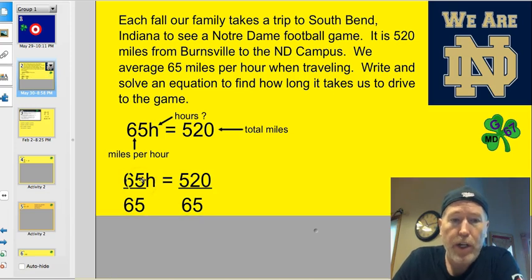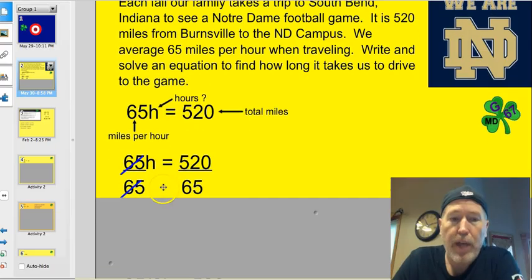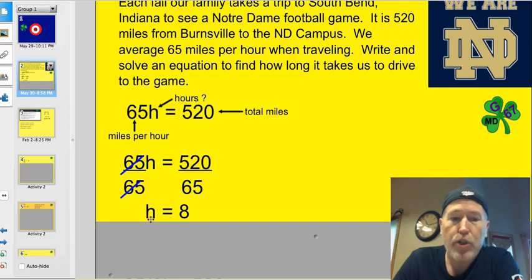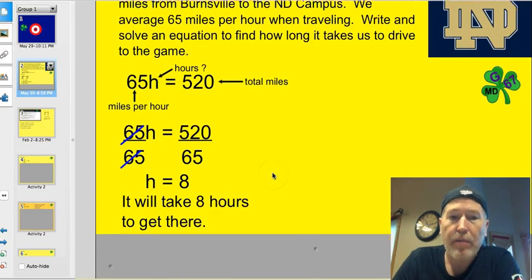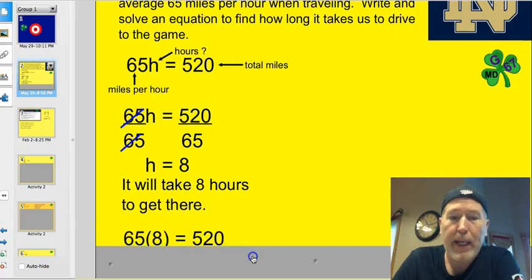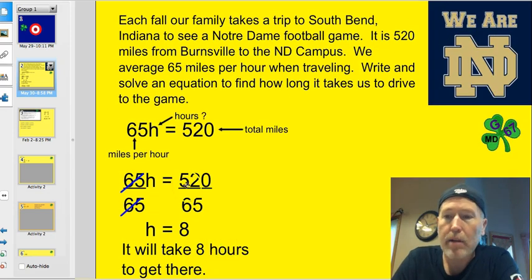So here's our equation. We're trying to isolate this h to figure out how many hours there are. So we're going to divide both sides of the equation by 65. When we do that, these 65s cross off, leaving us with just h on this side. And 520 divided by 65 on this side gives us 8. It will take us 8 hours to get there. You can plug that variable right back in and check it, and I always do on a calculator. 65 times 8 will equal 520 miles.